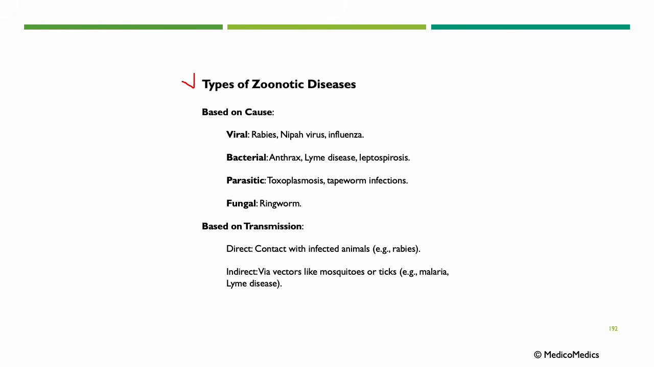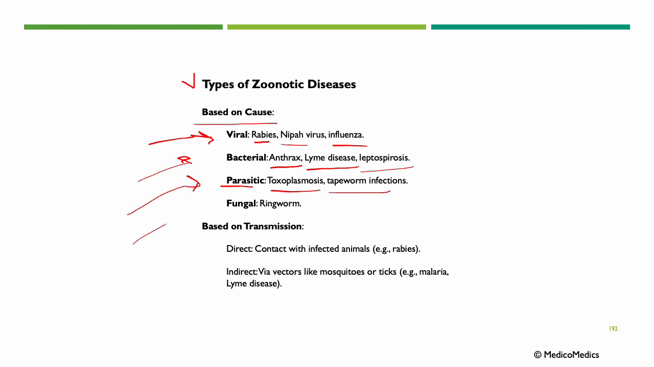Now let's talk about some types of zoonotic diseases. It will be based on the cause. So is it viral, like rabies, the Nipah virus, or influenza? Or is it bacterial: anthrax, Lyme disease, leptospirosis? Is the cause parasitic, like toxoplasmosis, tapeworm infections? Is it fungal, due to ringworm?